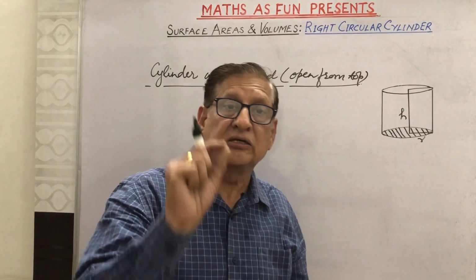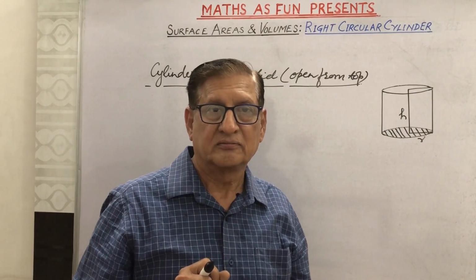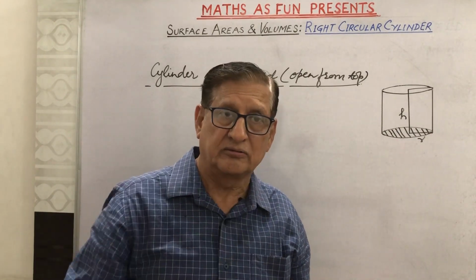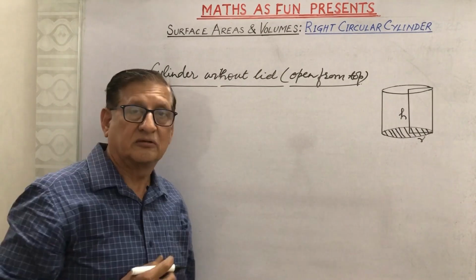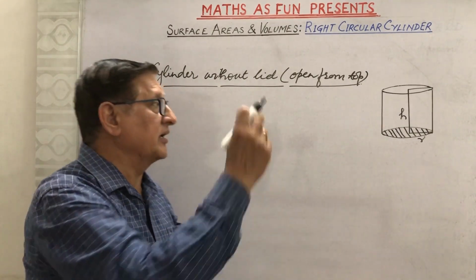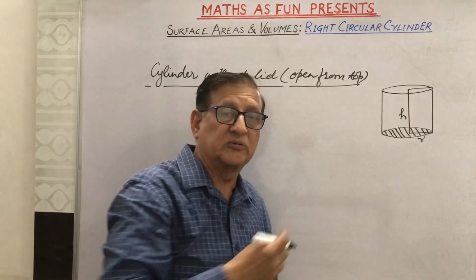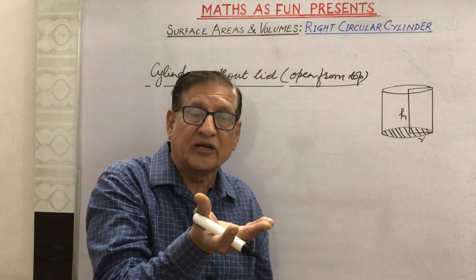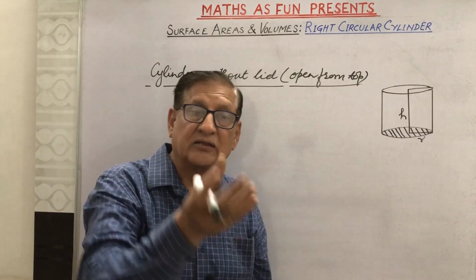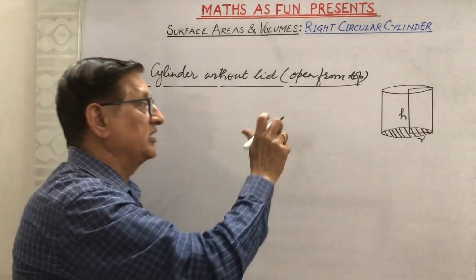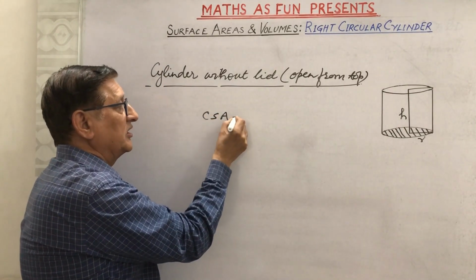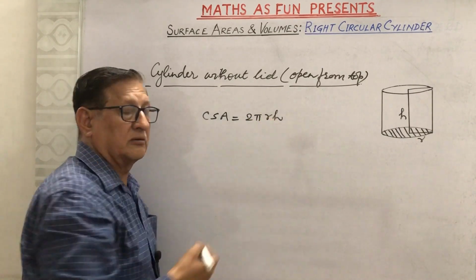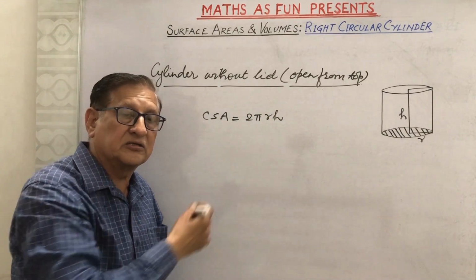In case the cylinder is open from one end, or we say it is a cylindrical tank which has no lid, so we can say a cylinder without lid. Or you can say a container which is open from the top, like a glass of water you are having at home. If it is cylindrical, then the base is closed and the top is open. In such cases, the curved surface area of the cylinder will be given by 2 pi rh, if the radius is r and the height is h.